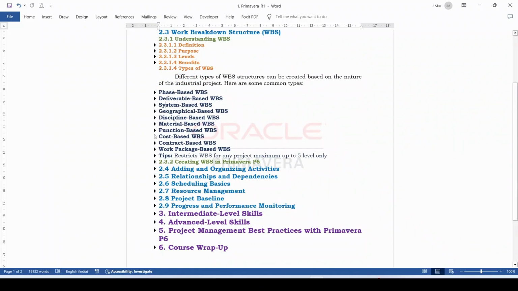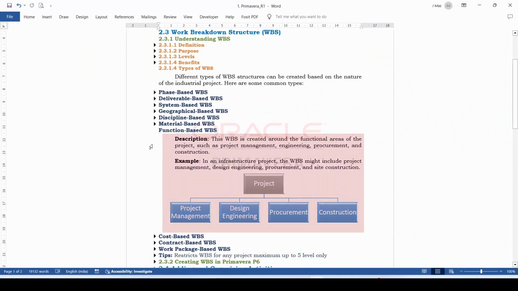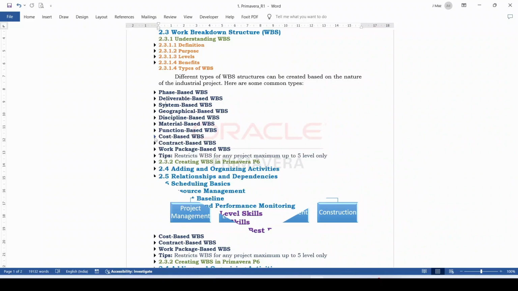Seventh one is function based WBS. This WBS is created around the functional areas of the project, such as project management, engineering, procurement, and construction. In an infrastructure project, the WBS might include project management, design engineering, procurement, and site construction. And from the pictorial diagram, you can see that the project is divided into those categories.